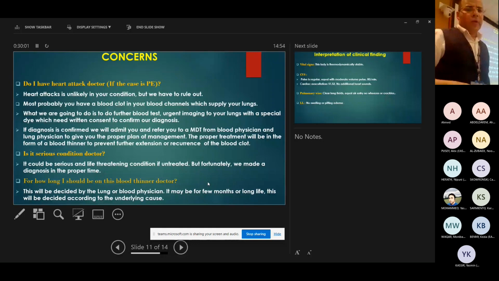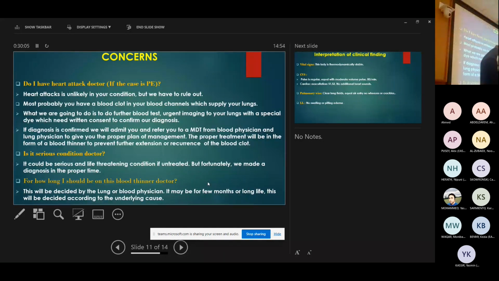What could it be, doctor? Could it be a heart attack, doctor? Yeah, I agree with Aisha's reply that heart attack is less likely in your condition, but you cannot say this is not a heart attack. So you have to select your words. Heart attack is less likely in your condition. Most probably you have a blood clot in your lung.